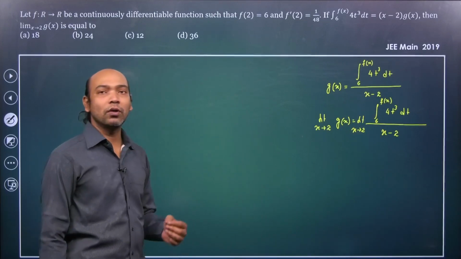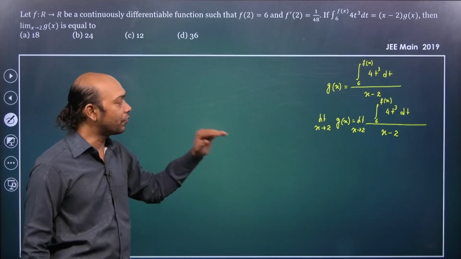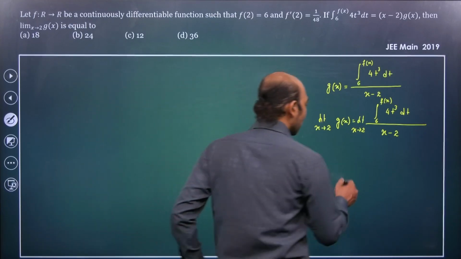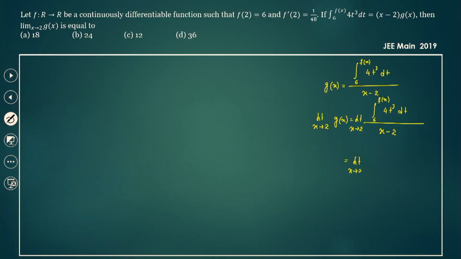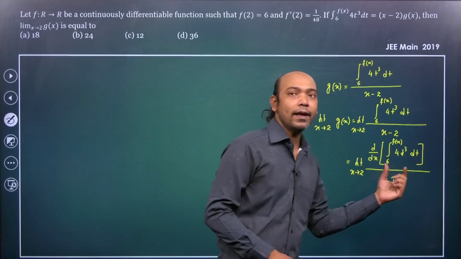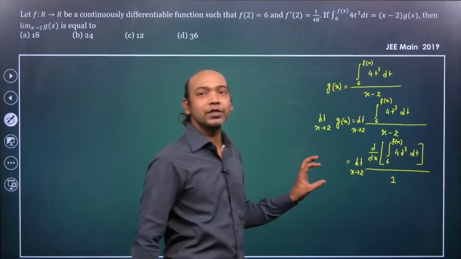To solve this kind of problem we can apply L'Hopital's rule. So let's apply that: we have to differentiate the numerator and the denominator. So it is equal to the limit x tends to 2 of d/dx of the integral of 4t cube dt from 6 to f(x), divided by d/dx of x minus 2. Now we calculate this differentiation. Since we are differentiating inside the integral sign, it's called differentiation under the integral sign.